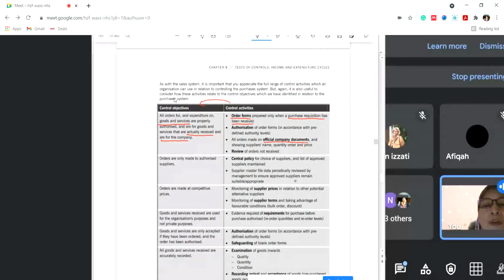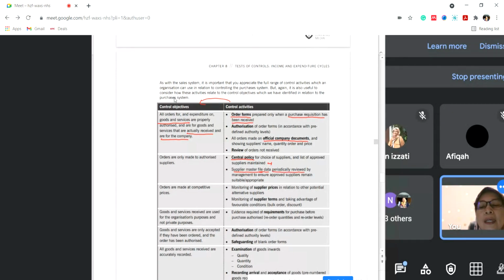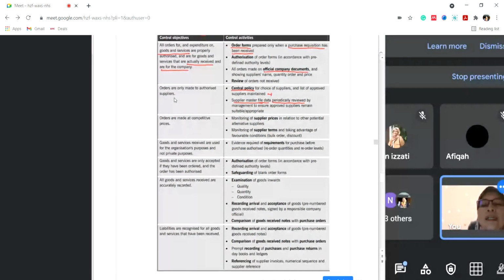And review of orders not received, which means orders that have not been received also must be checked. Then orders are only made to authorized suppliers. There is a central purchasing policy, which depends on the company and their policies regarding the purchases system. And you have to look at the supplier master file data, periodically reviewed by the management. So these are all the control objectives, so you can read them.